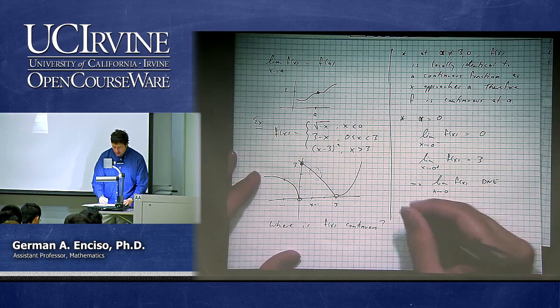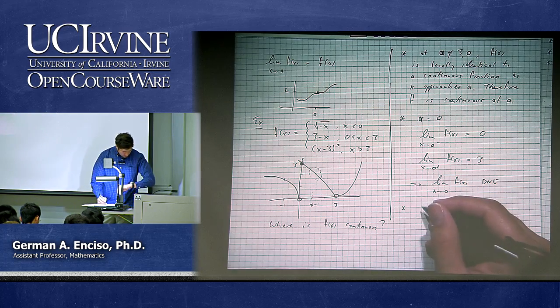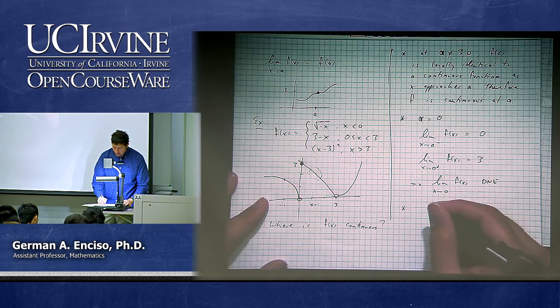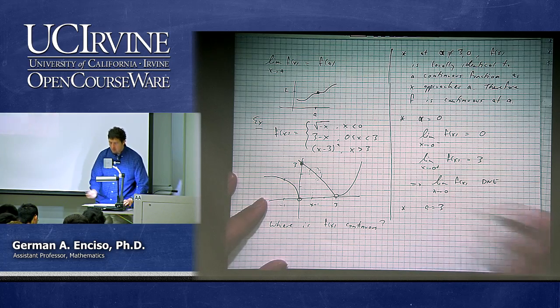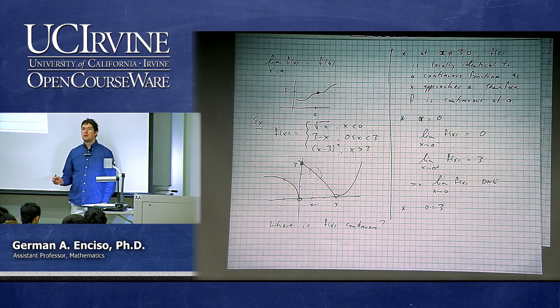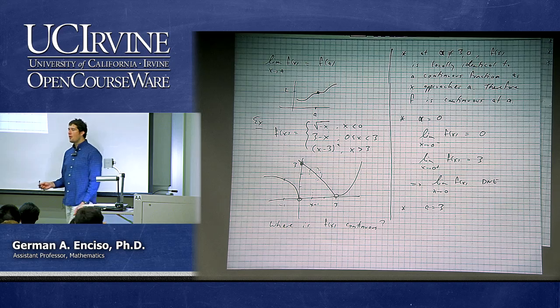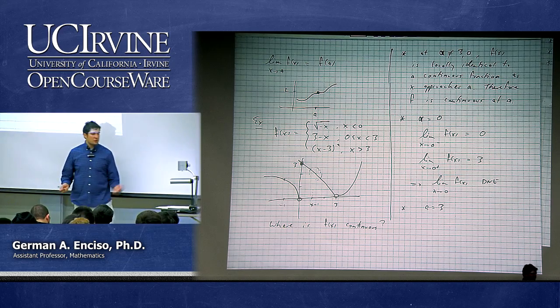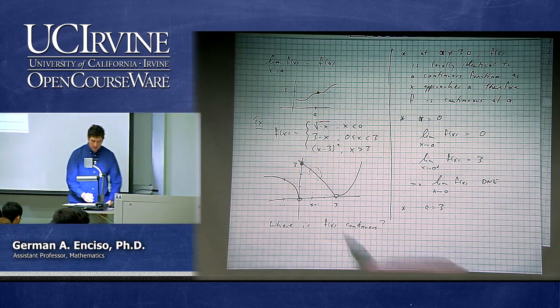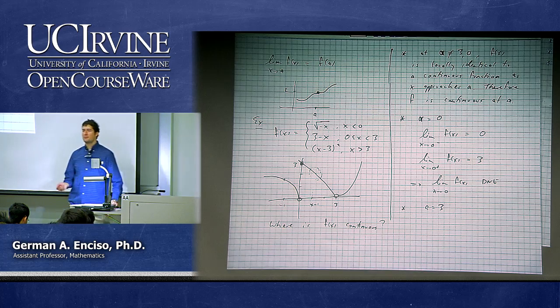What about, oh, we're running out of time. a equals 3. Is it continuous at 3? No. It's not continuous at 3 because it has a hole. 3 is not part of the domain. It looks like it would be continuous, but it's not continuous because the function is not defined at 3.